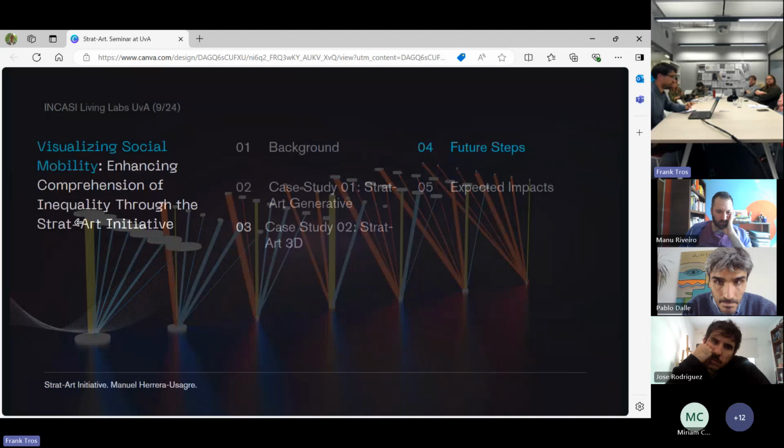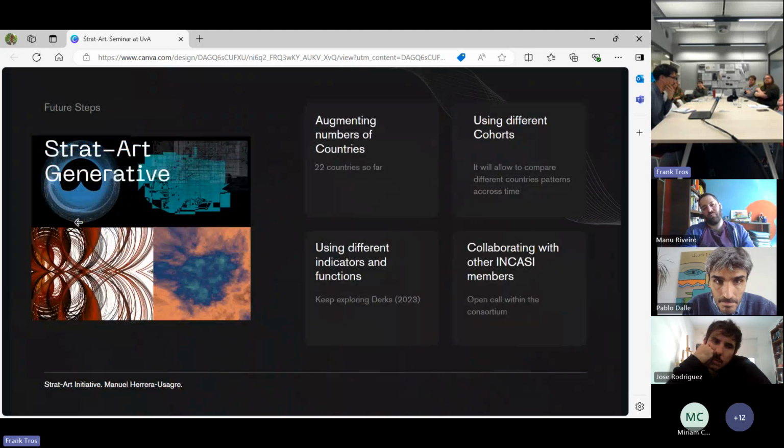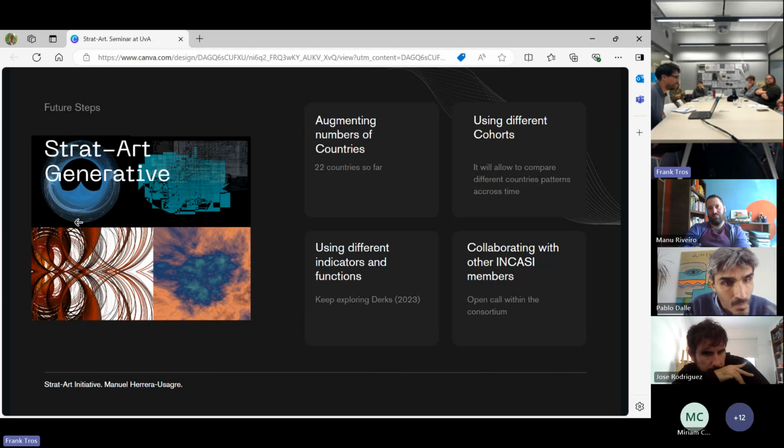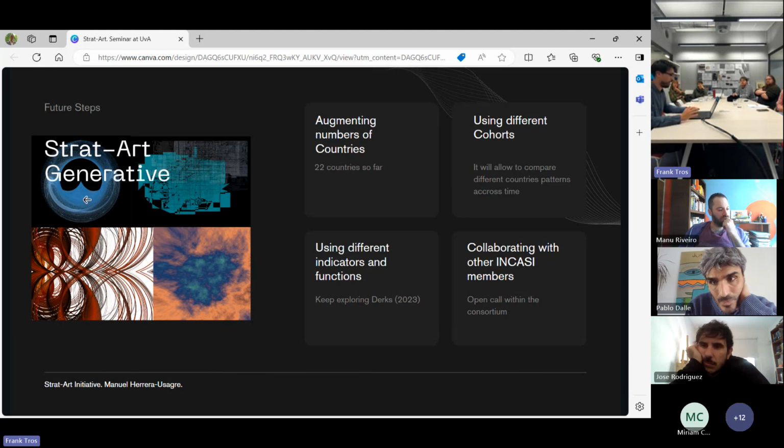Okay, so future steps. Regarding the STRAT-ART generative, I want to augment the number of countries. We only have 22 because we're relying on the available data that we have. I want to use different chords as well and see the patterns for each country. That would be fun. And also, I want to use different indicators. I'm already working with Pablo Dale to include other indicators, other functions and generative art engines, and also to open up the code within the consortium to let other people bring in the data and see what we can work with.